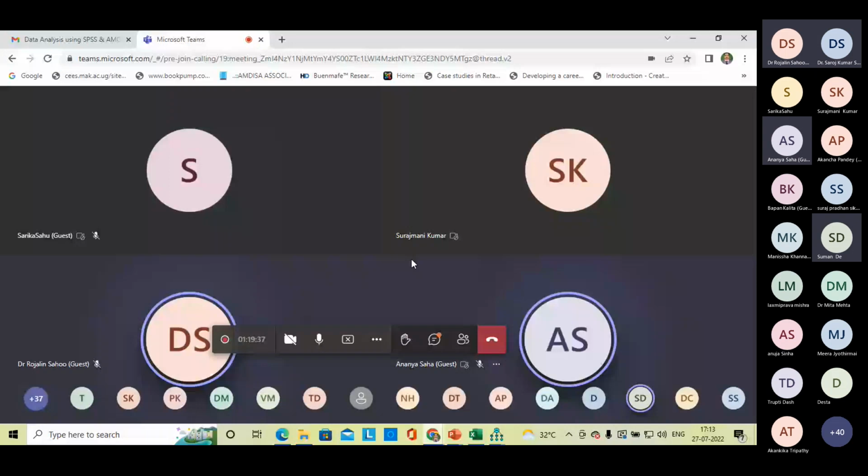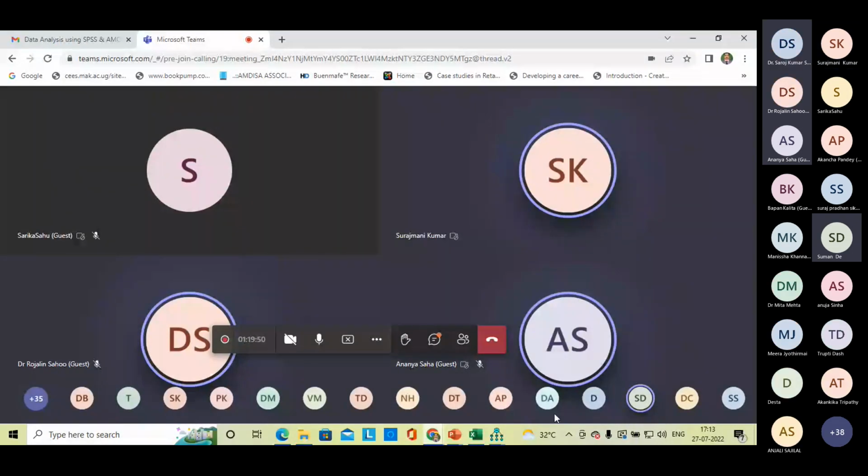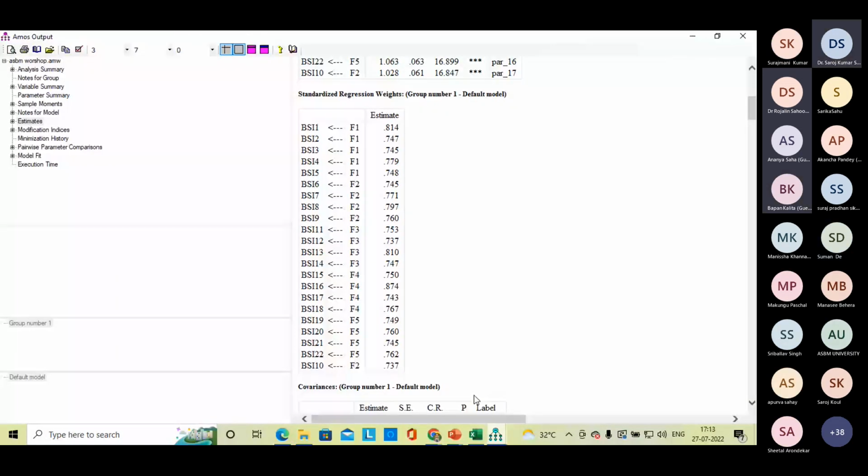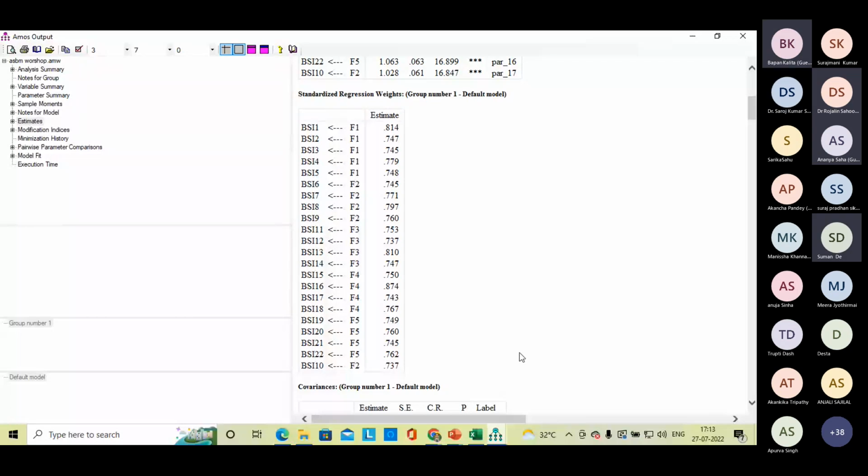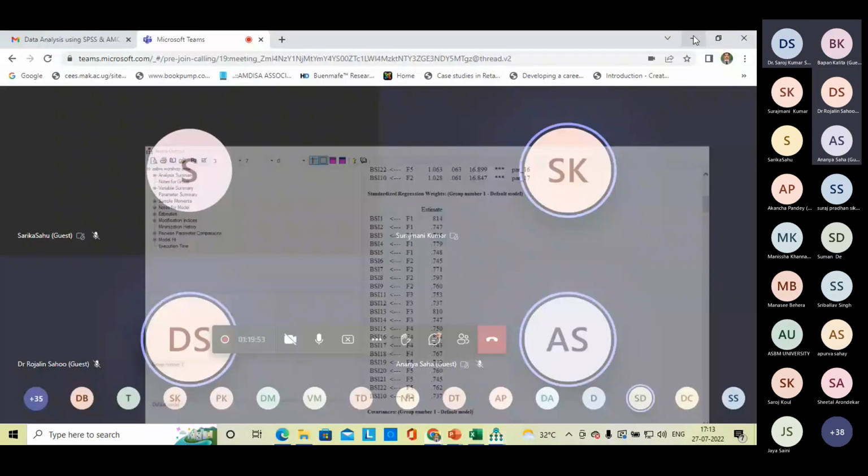Suraj Mani, are you asking something? Yes, sir, I have deducted from 1 every time, for the first construct F1. So these are all error values. Have you already got these values? 0.24, 0.25, 0.26, 0.22, and 0.26. These are all error values. Clear? Yes, sir.